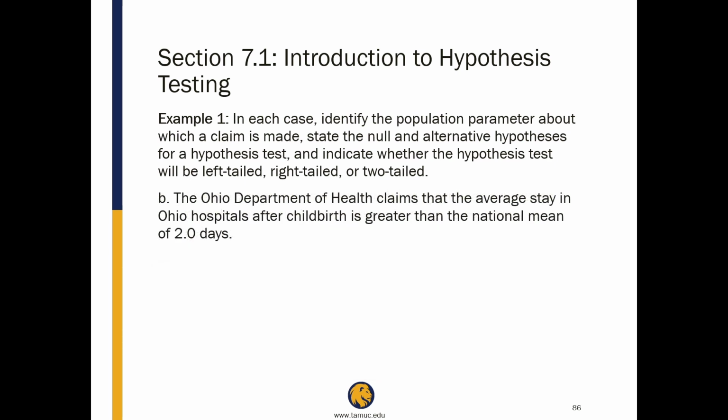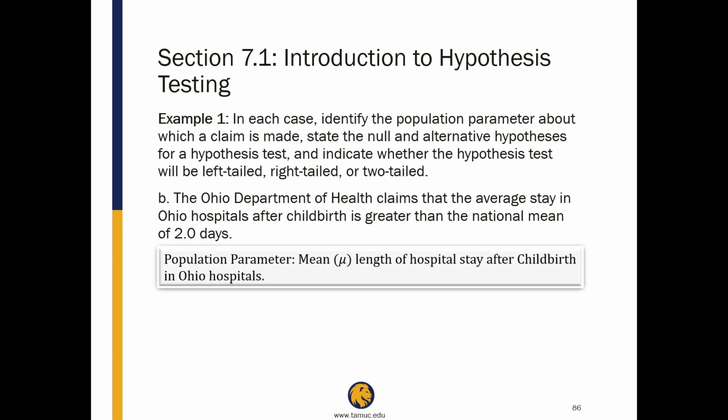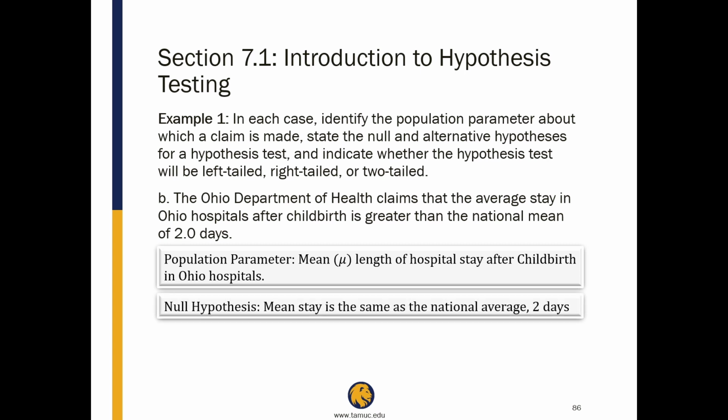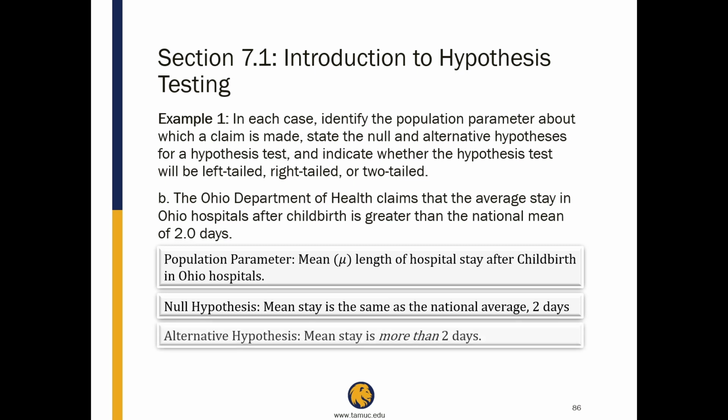In this other situation, it says the Ohio Department of Health claims that the average stay in Ohio hospitals after childbirth is greater than the national mean of 2 days. So the population parameter would be mu, the average length of the hospital stay after childbirth in Ohio hospitals. The null hypothesis is what they're saying it to be: the mean stay is the same as the national average, 2 days. So the alternative to this could be that it's greater than 2 days. We could make that claim. We could also make a claim of less than, or not equal to, but here it's saying greater than, so more than 2 days.